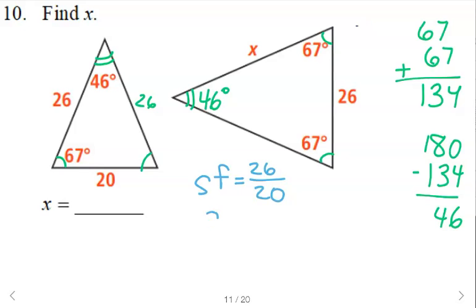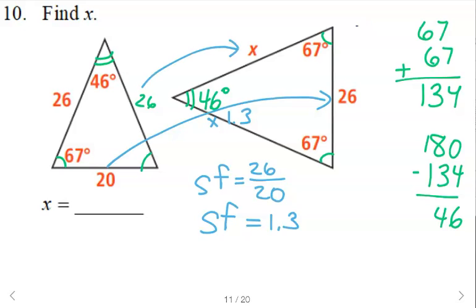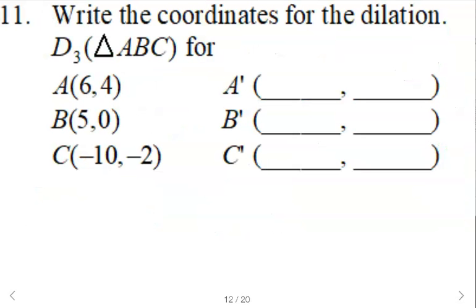Yeah, so you get a scale factor of 1.3. As you go from the smaller one to the bigger one, you're multiplying by 1.3. That's how we're going from this. So we can do the same type of thing here, multiply by 1.3. So 26 times 1.3 gives us 33.8 for the x for the side length there. Some of you may set it up as a proportion and solve it that way.